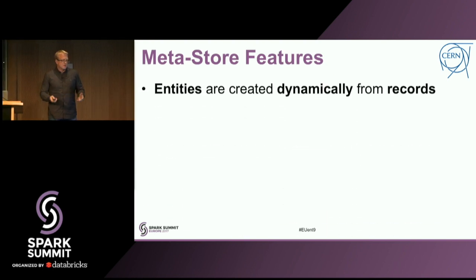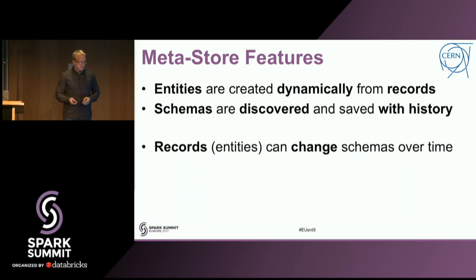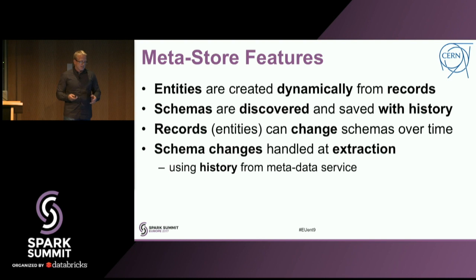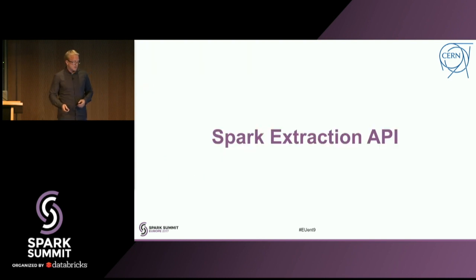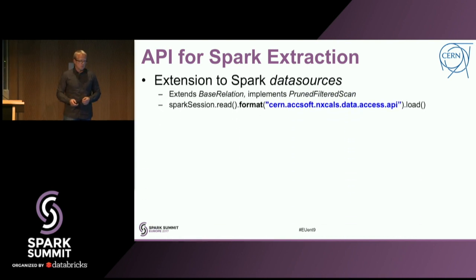So we have those features: entities are dynamically created, schemas are discovered, records can change, and schema changes are handled at extraction using the history of the schema changes. Now, for Spark extraction, we have created a data source extension to Spark that was already shown, I think, during this conference. I'm not going to read it for you, but this is how you normally instantiate it.